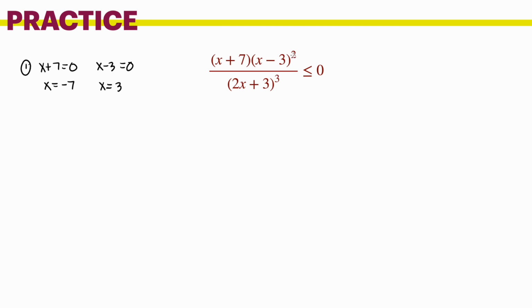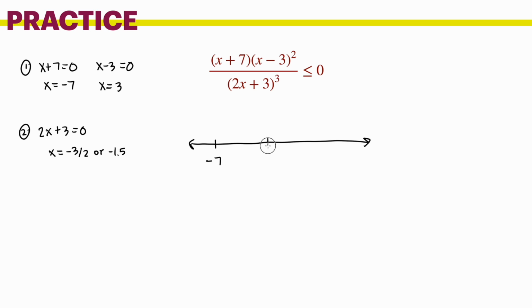It just means it's a multiplicity. I'll just have 3 twice. And then the denominator, 2x plus 3 equals 0, which means x equals negative 3 halves or negative 1.5. And I don't care again about the multiplicity right now. All right, so negative 7, negative 1.5, and then a positive 3.